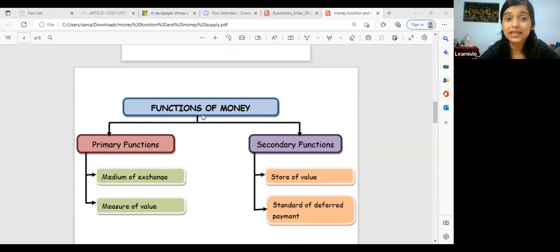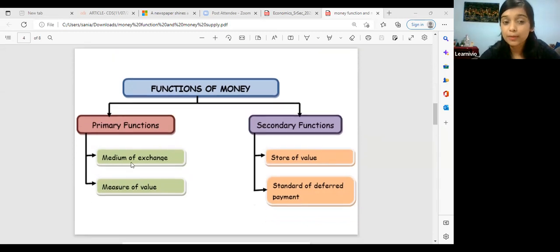So basically, if I ask you, Naveen, just tell me what are the functions of money. You will say, ma'am, there are two functions of money. One is primary function and one is secondary function. Medium of exchange and measure of value are the primary functions of money, and store of value and standard of deferred payment are the secondary functions of money.